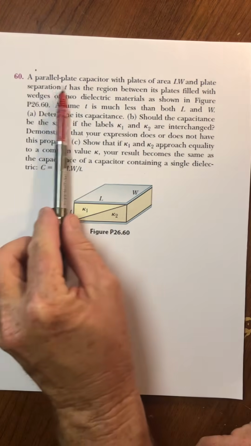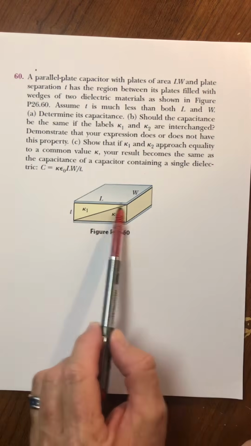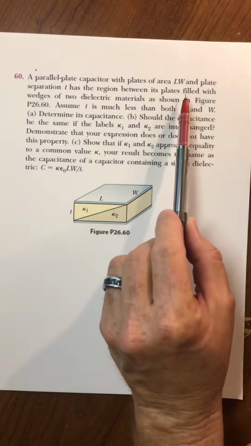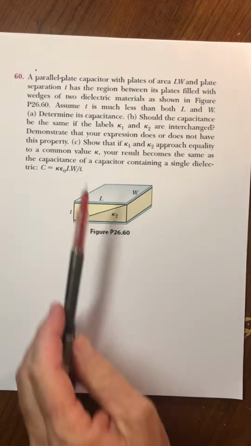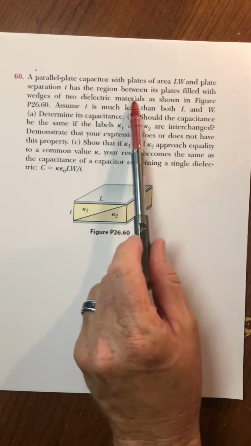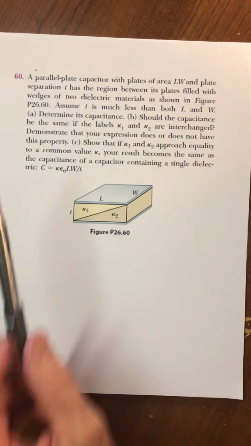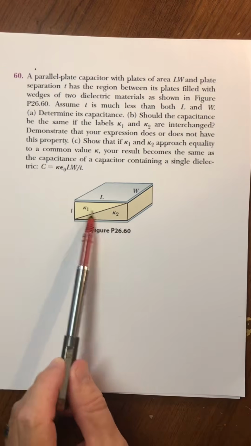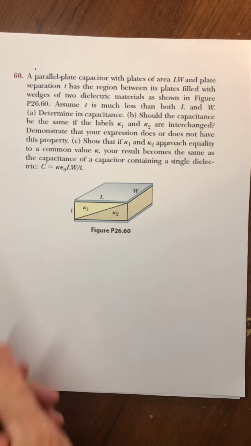It says here that a parallel plate capacitor with an area of L and W, so it has length here and width here. The plate is separated by a distance of T, okay. Region T has a region between the plates. It's filled with a wedge of two dielectric materials as shown. So we have this kappa 1 and this kappa 2. And that's what's going to make it kind of hard, this wedge shape here.